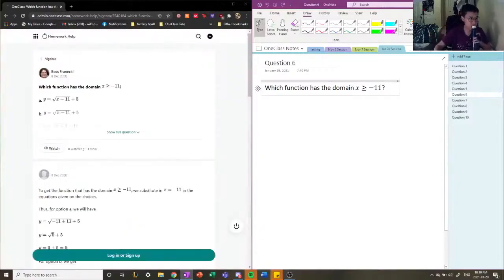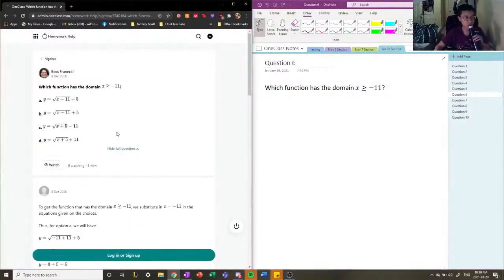All right, so which function out of all these functions here has a domain of x greater or equal to negative 11? All right, so all these functions follow the parent function of a square root function.